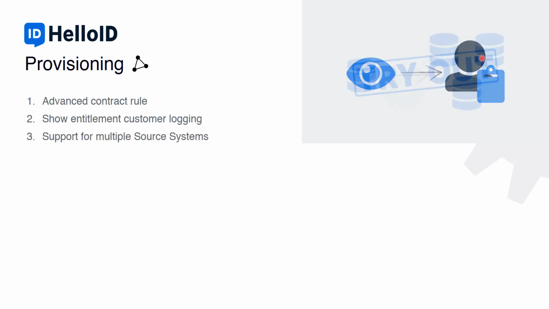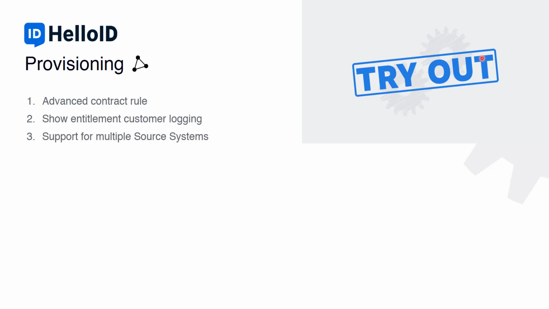Last but not least, in provisioning, I think a very important option: now you have multiple source systems. You only had one source system. Now you can have multiple source systems. So you can connect as many source systems as you like to the HelloID provisioning process.